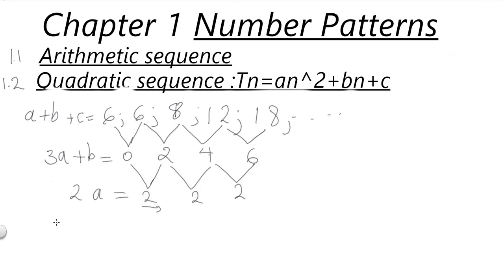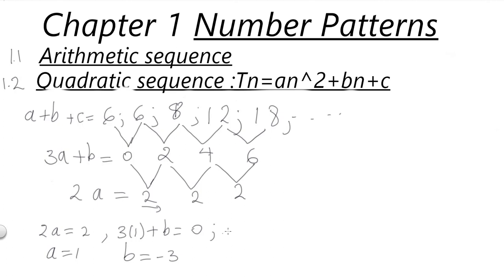All right, there is my solution. 2A equal to 2. So for 2A to be equal to 2, A should be 1. If you divide both sides by 2, we have 1. Now 3A, what is your A? It's 1. You put 1 over there, plus B equal to 0. So B will be equal to minus 3.